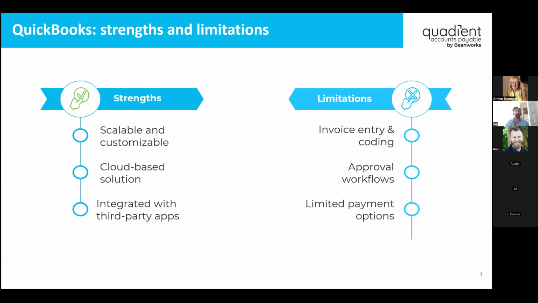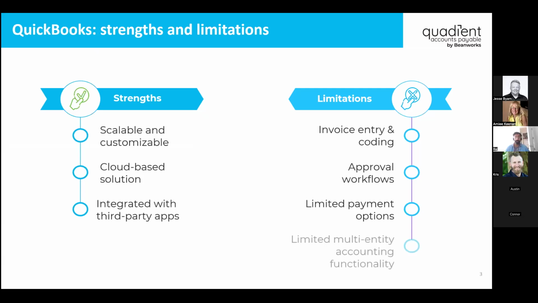And currently, QuickBooks users have no payment automation capabilities. There's no option to pay invoices digitally, so users must print and mail checks or send automated clearing house files to their banks. And finally, QuickBooks only offers limited multi-entity accounting functionality, so teams looking to do any kind of multi-entity AP work have to log in and out of separate accounts in order to get full visibility into their data.